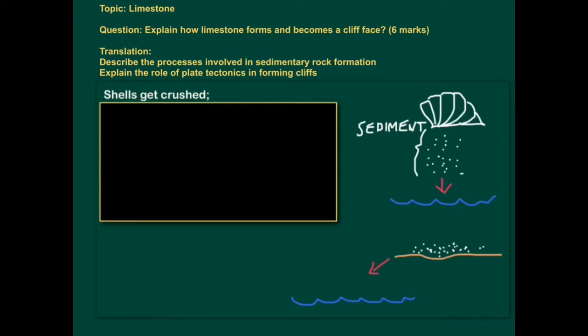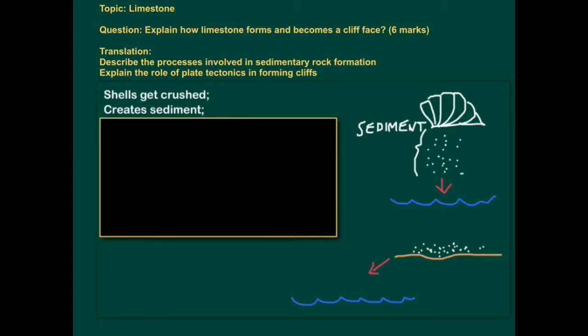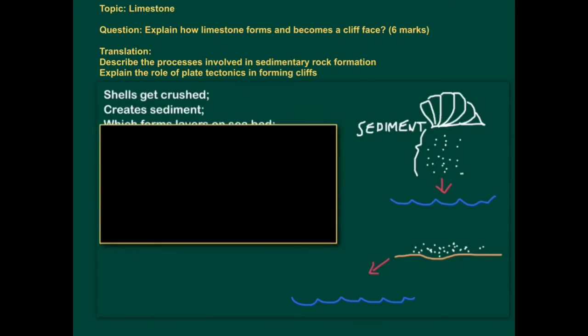Well, firstly, limestone is formed from the seashells of animals. And remember, it's a sedimentary rock, so it's formed from sediment, little particles of these shells as they fall and crumble to bits and basically sink to the seabed, like so. So it starts off with shells getting crushed. That creates sediment. That's what this is, little particles of shell or rock.